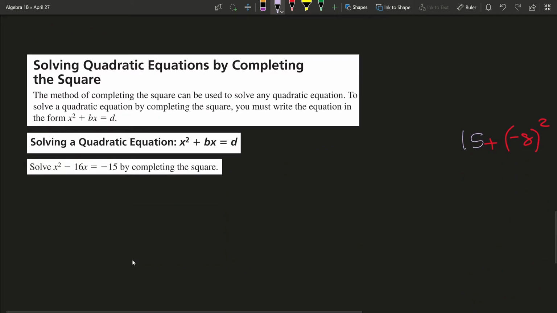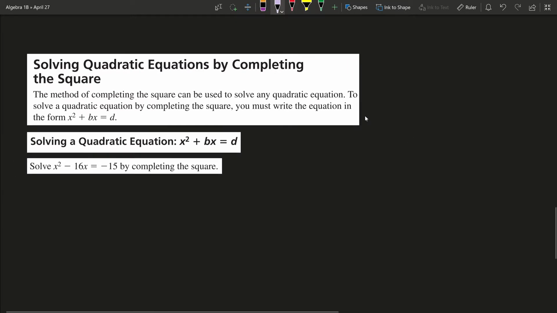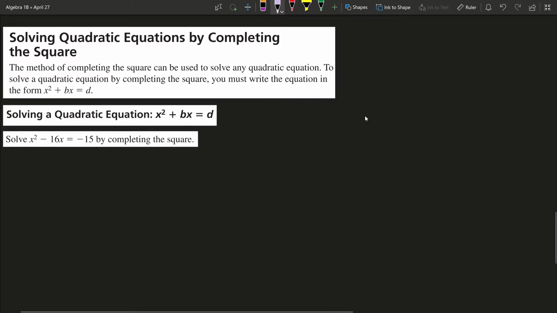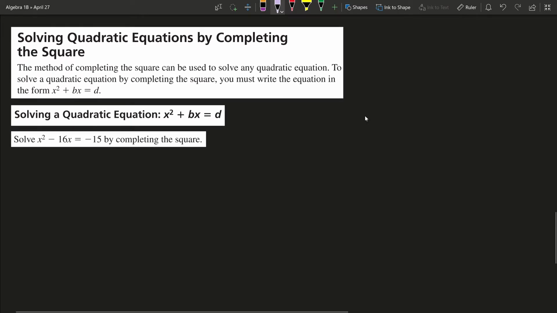Alright, so now, let me erase this. We're going to be solving quadratic equations by completing the square. So this method of completing the square can be used to solve any quadratic equation. Okay? To solve a quadratic equation by completing the square, you must write the equation in the form x squared plus bx equals d. Right?